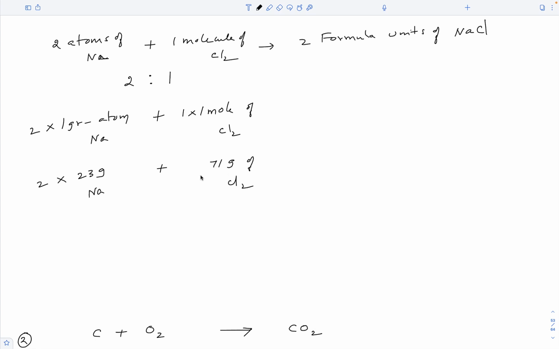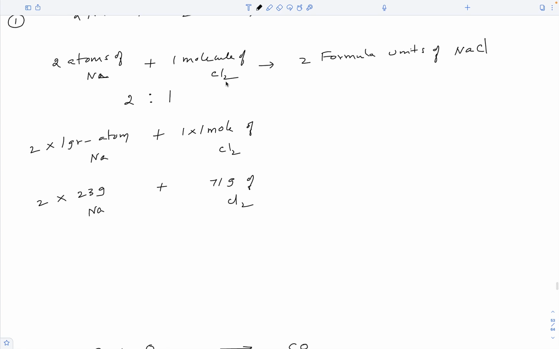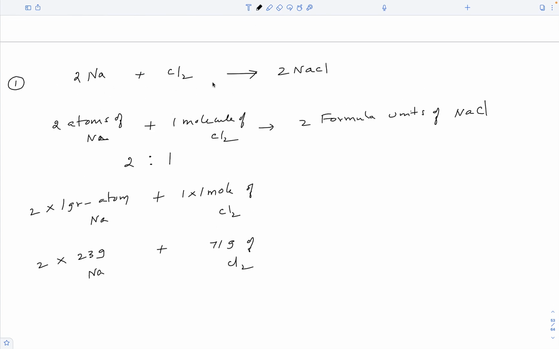So if you take 46 grams of sodium and 71 grams of chlorine, you will have sodium atoms and chlorine molecules in the ratio of 2 to 1. So there will be no wastage of sodium or chlorine. Now, how do we get this line from this equation? Simple. In this equation, we have the symbol of sodium. It represents an atom of sodium.